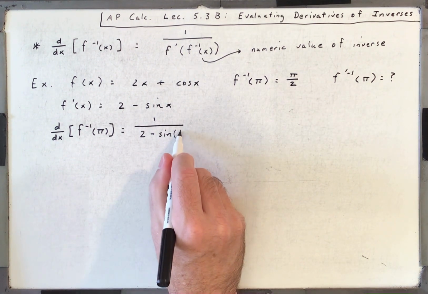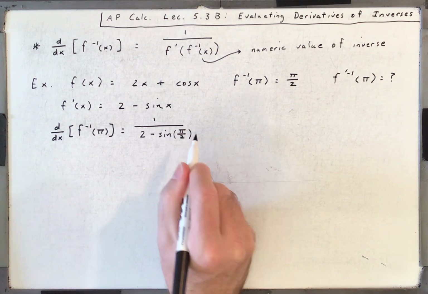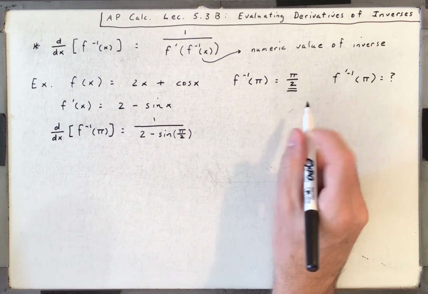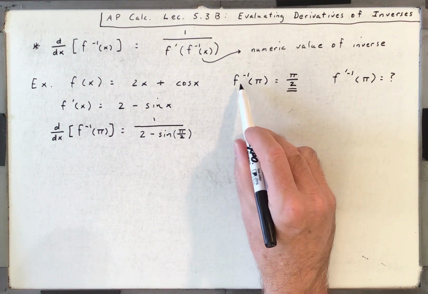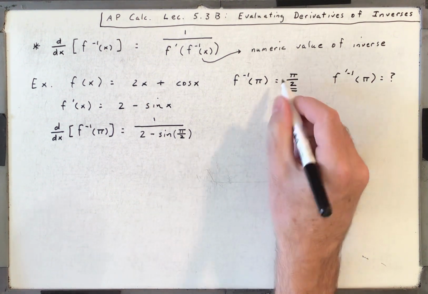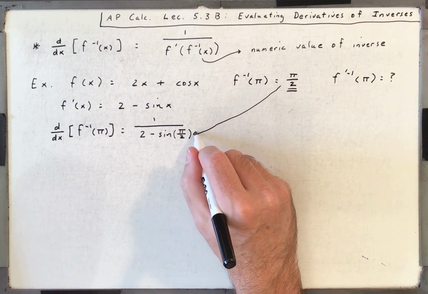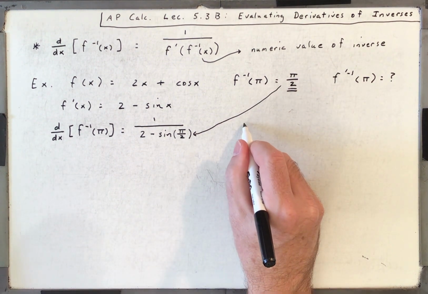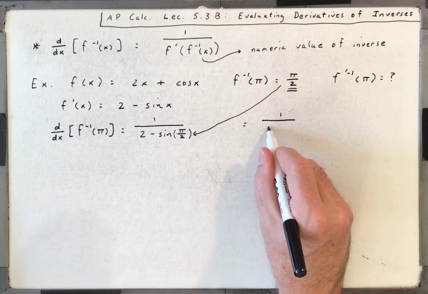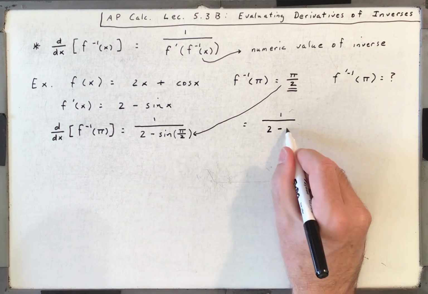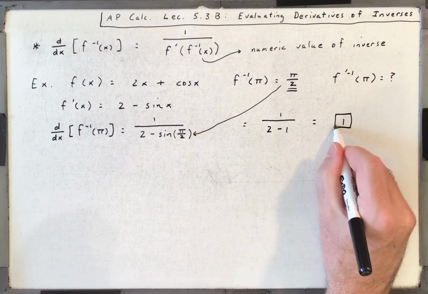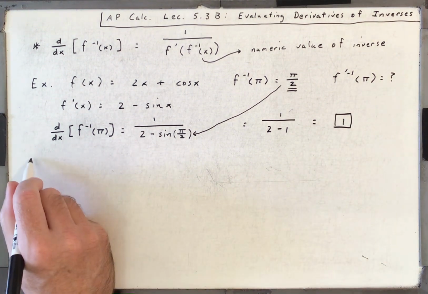And what do we take the sine of? We take the sine of pi over 2. Not the sine of pi. We've been given this value that the inverse value at pi is pi over 2. So that's what we plug in for x. All right, so what's the sine of pi over 2? It's 1, so that's 2 minus 1, 1 over 2 minus 1, which is equal to 1. And that's it. That's all we're trying to find.